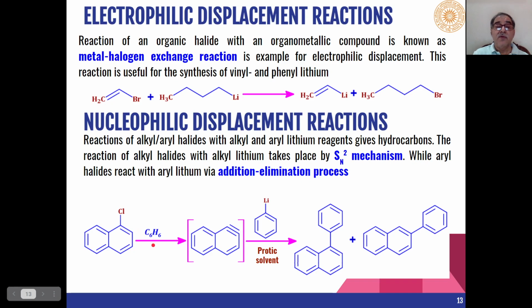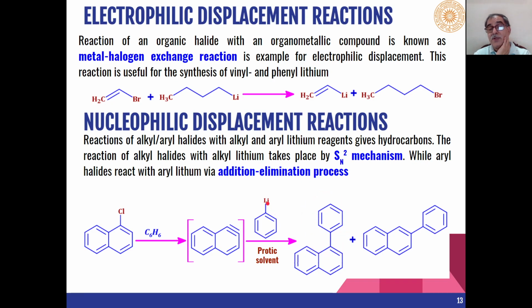1-chloronaphthalene, when this is reacted with aryl lithium in the presence of benzene, will first undergo an addition elimination reaction. H from here, Cl from here, and an intermediate benzyne will be formed. And this benzyne will react with aryl lithium in the presence of a protic solvent to give us these types of products by addition of the benzene ring.